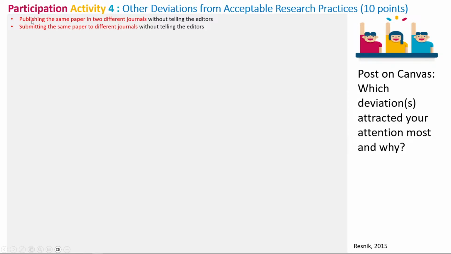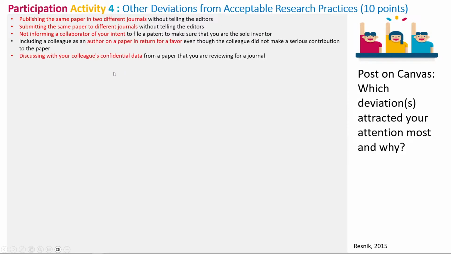So for example, publishing the same paper at two different journals without telling the editor, or submitting the same paper to different journals and seeing where it will publish first. Not informing your collaborator about intent. That's not nice. For example, you want to work with someone so that you learn what they are doing, and you steal the research and go do it on your own. That is not nice. That's like stealing.